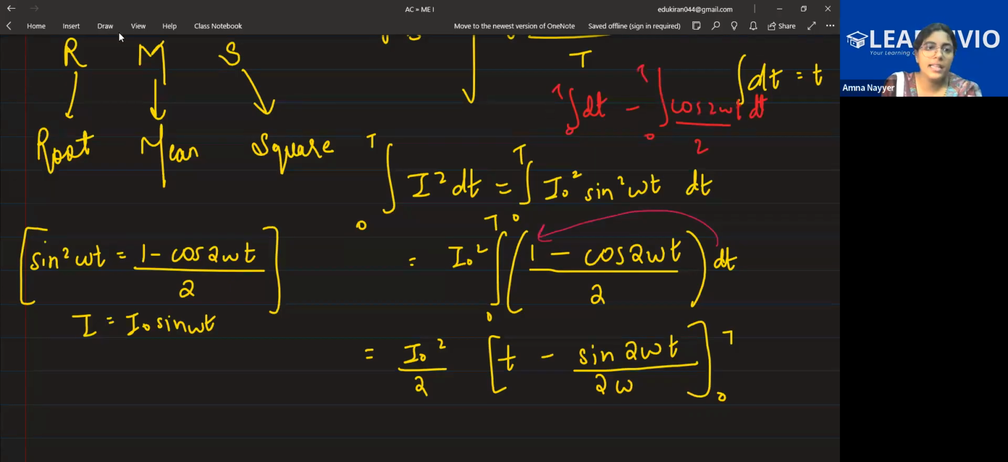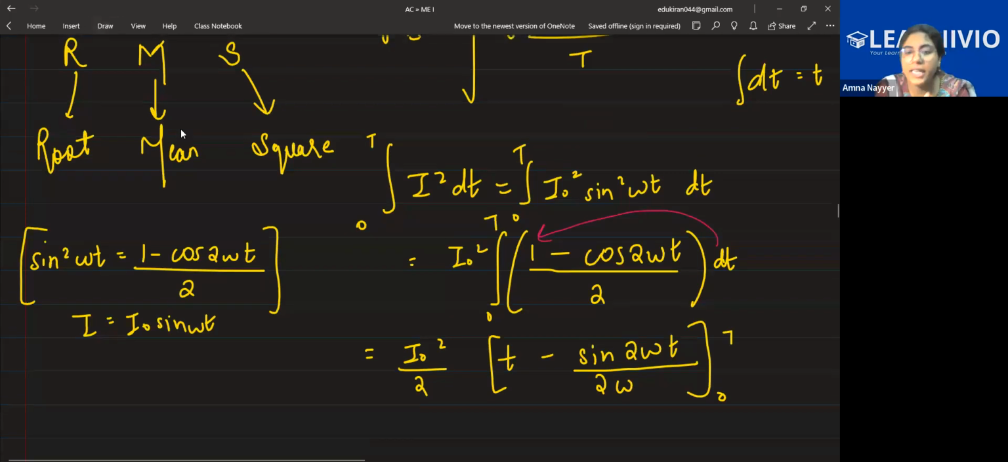Okay. Now what are we doing? We are solving this part first. That is, integral of dt will give us t. Done. Now next we are solving this part. When you integrate cos, you will get sine 2 omega t, and the constant term comes in the denominator. Now from 0 to t. Tell me both of you, till this step, is it clear to both of you? Yes, ma'am. Okay, good.